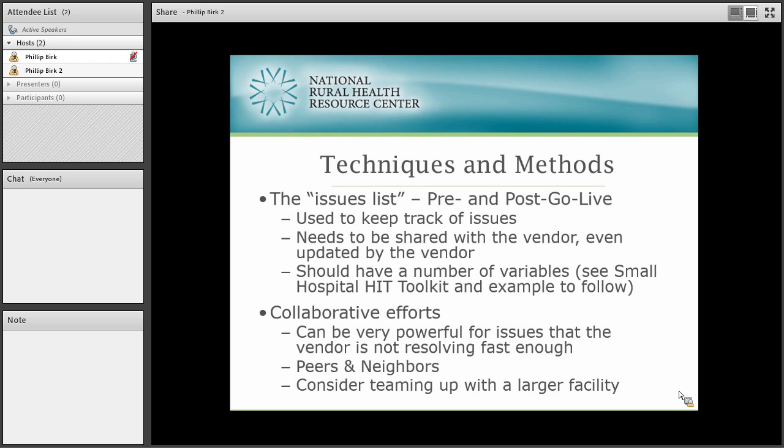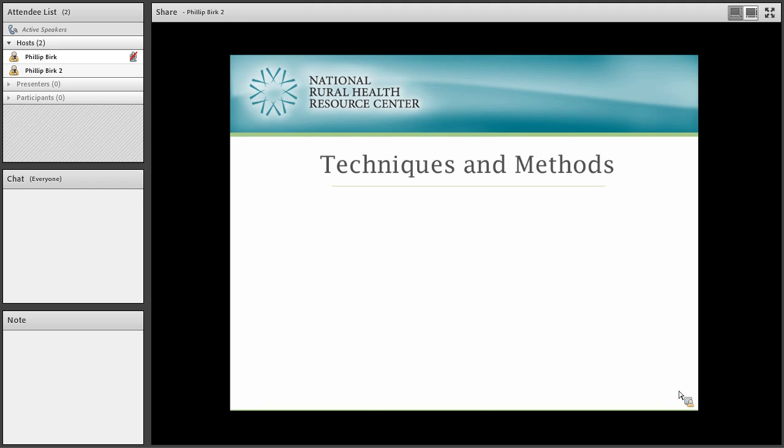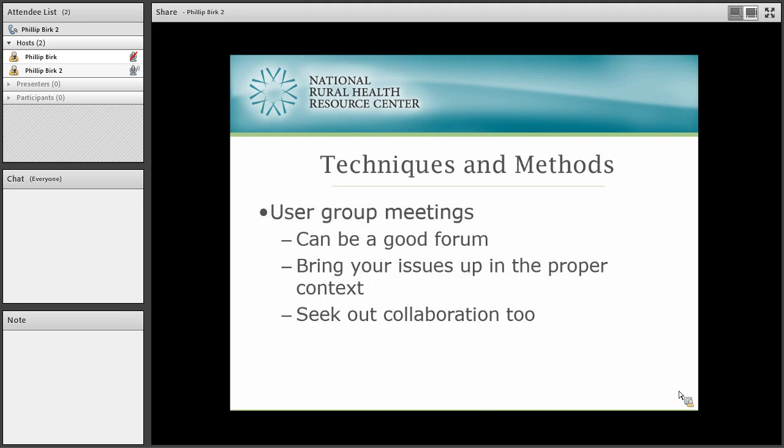I'm going to show you an example of a nice issues list from the Small Hospital HIT Toolkit, which you can find on Stratus Health's website. Just Google Stratus Small Hospital HIT Toolkit and you'll find it. But I'll go over some examples from that.